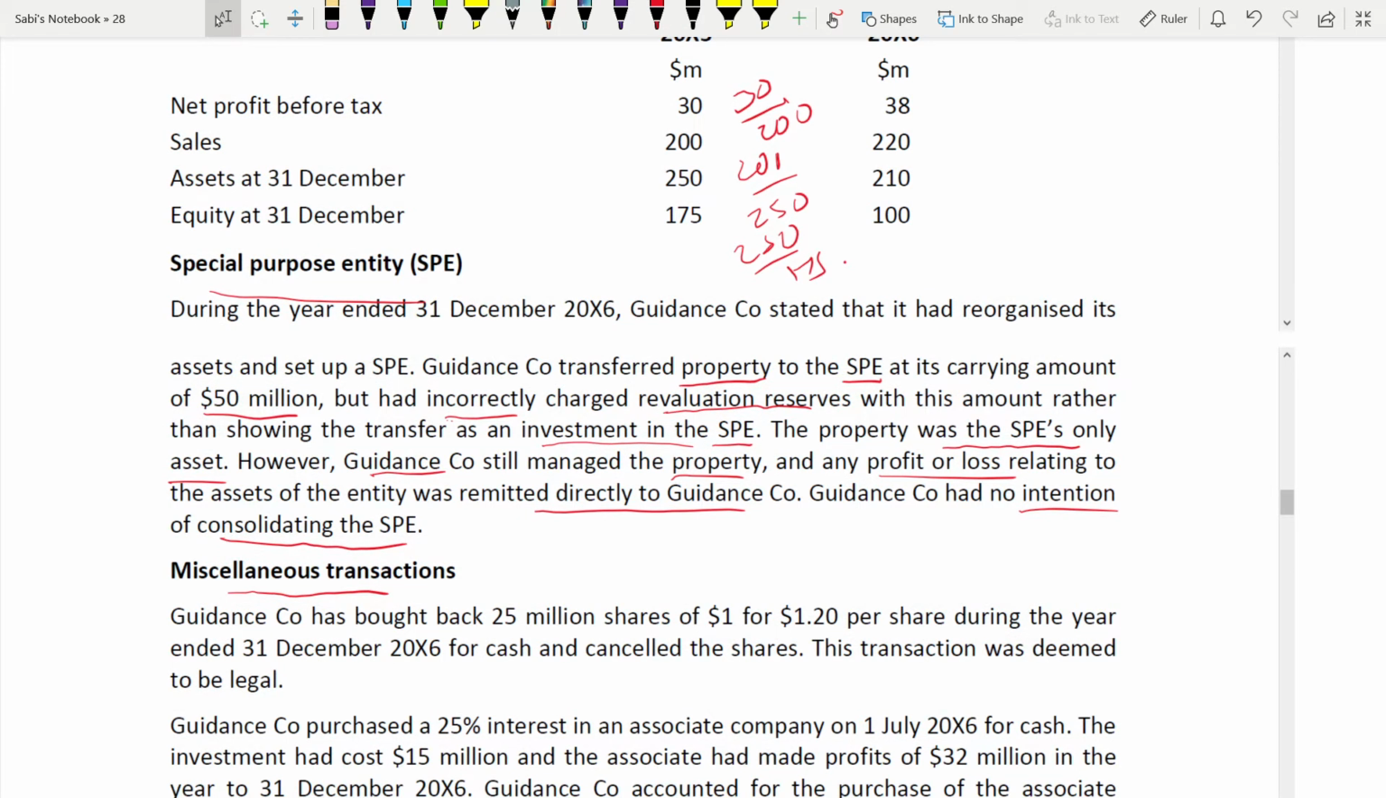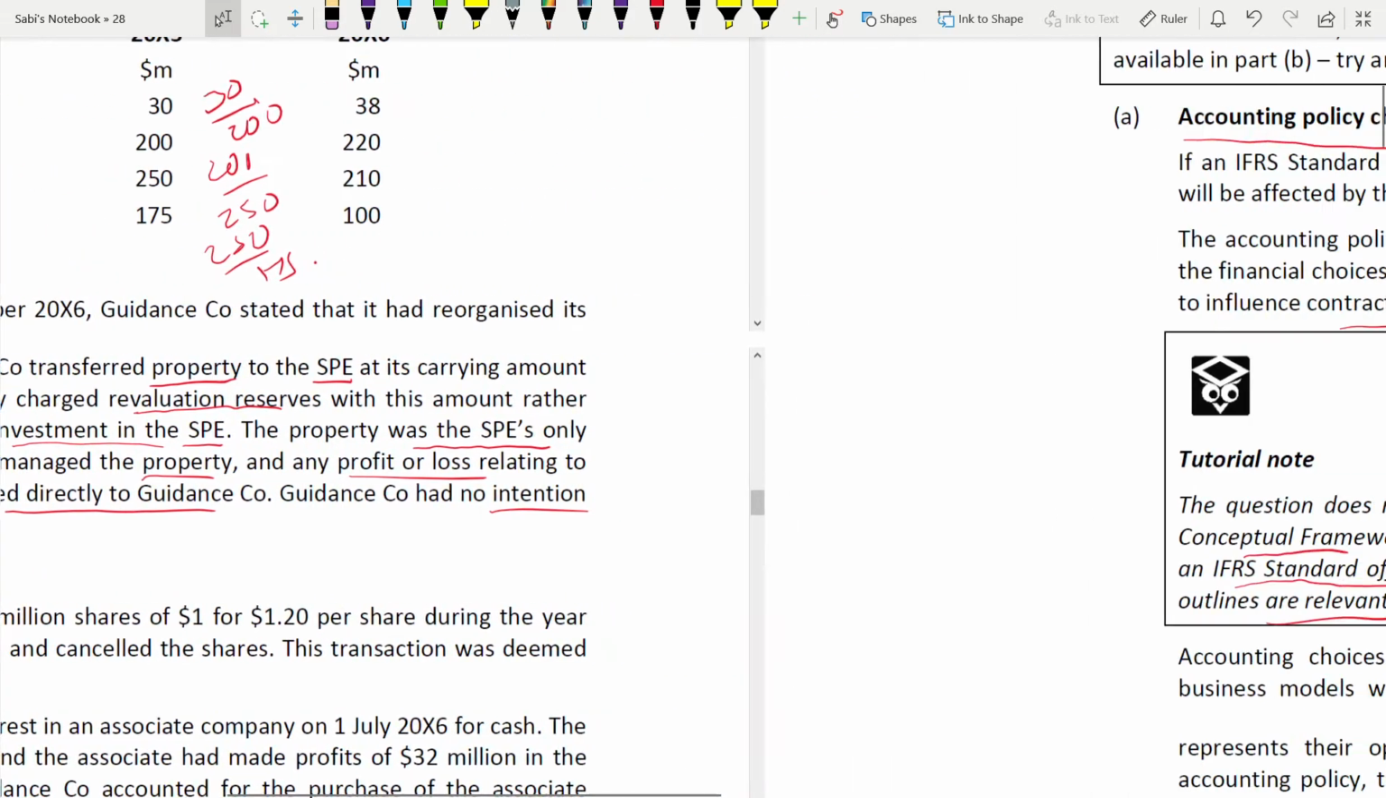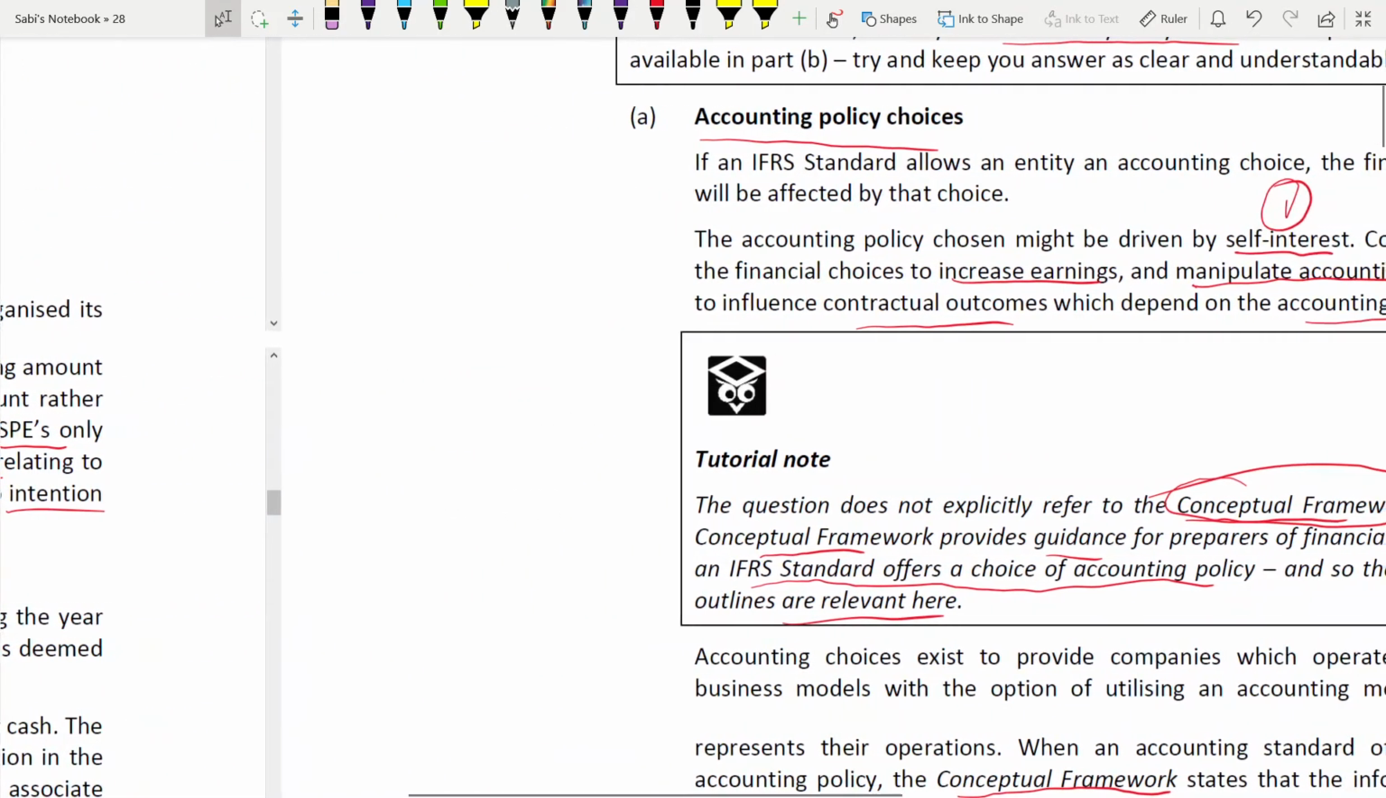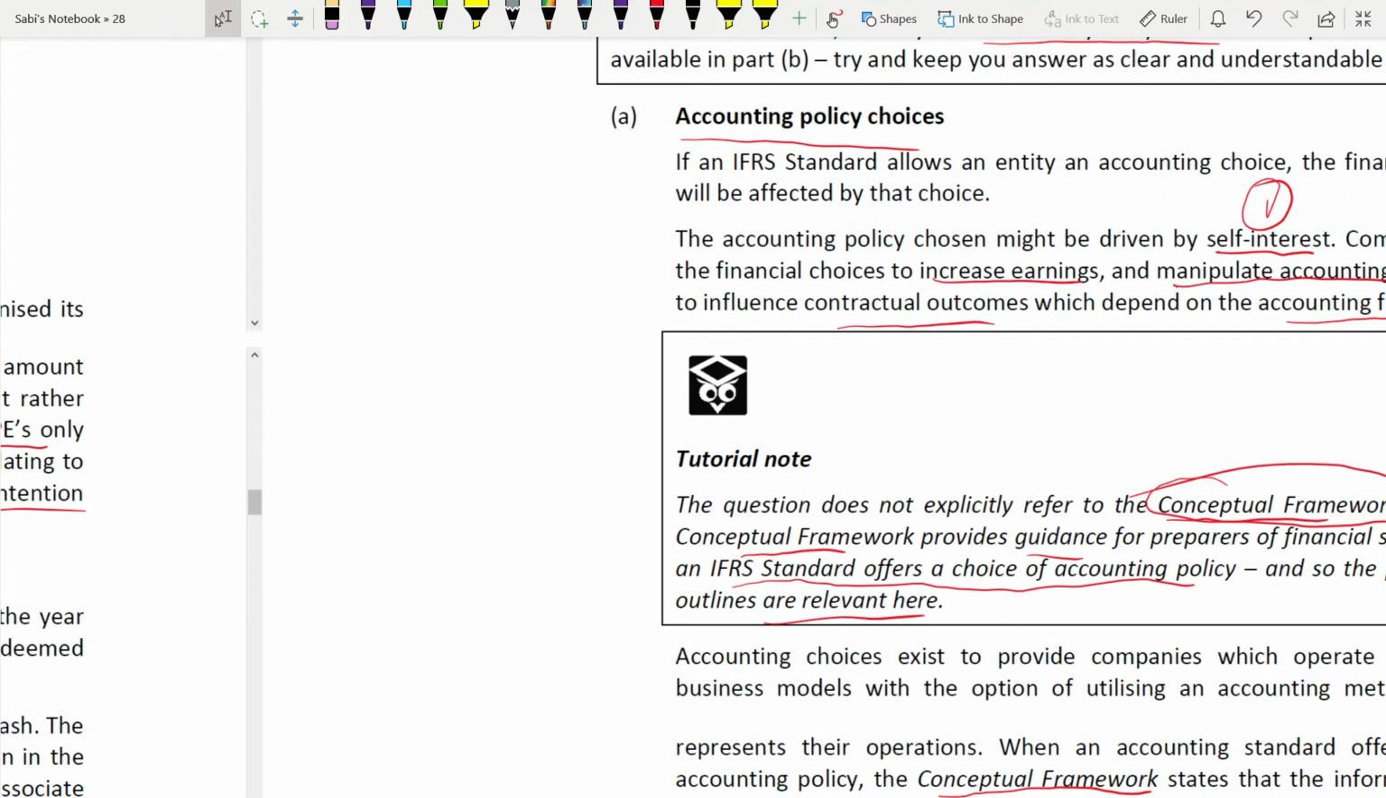Now, another good question students usually ask me: how do we know whether we have to apply IFRS 3 or IFRS 10, because they look very similar. IFRS 3 is business combination. There also we consolidate subsidiaries and all. IFRS 10 is on consolidated financial statements. That is also on consolidation, so which standard to use?